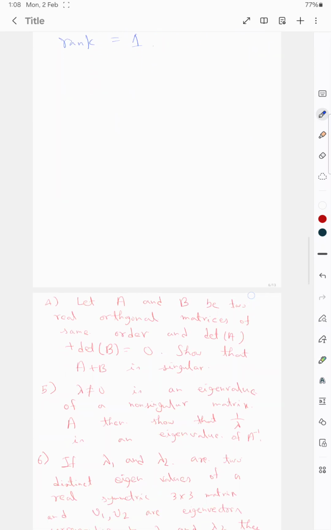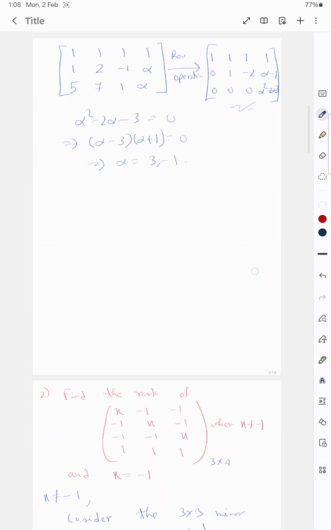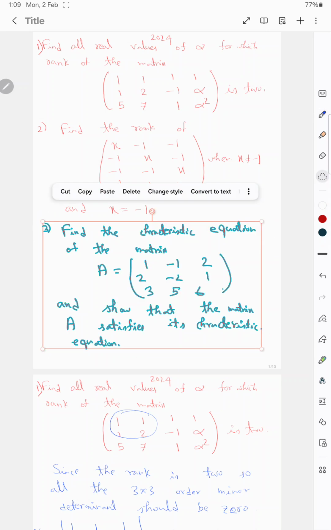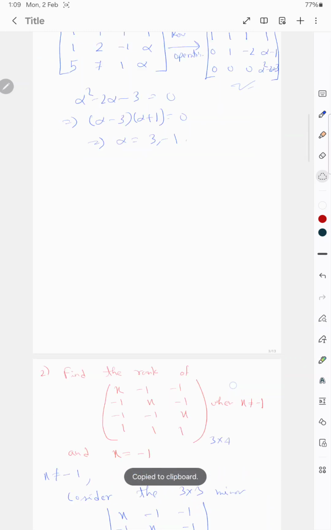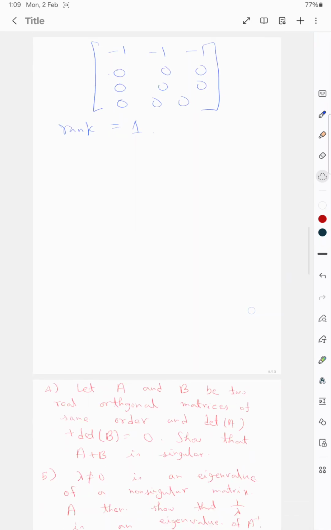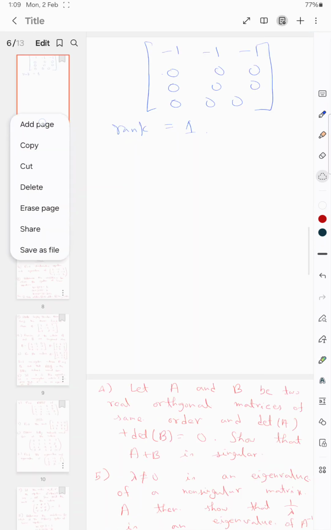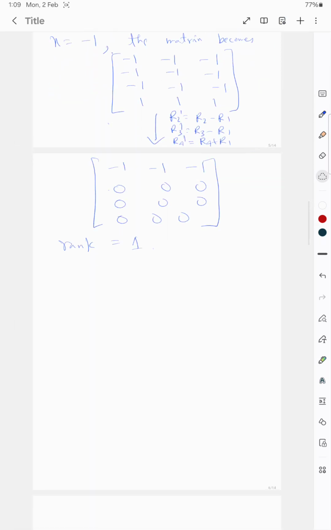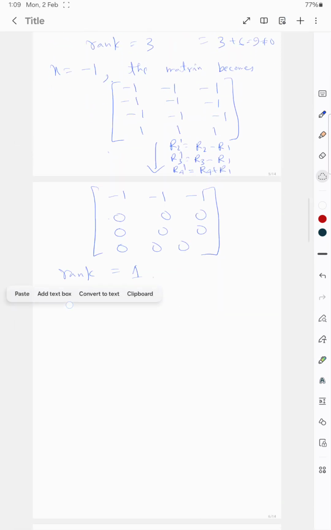Let's see the third question. Find the characteristic equation of A and show that the matrix A satisfies its characteristic equation. So this type of problem you can do easily, right? So basically what you have to do, I am writing here.